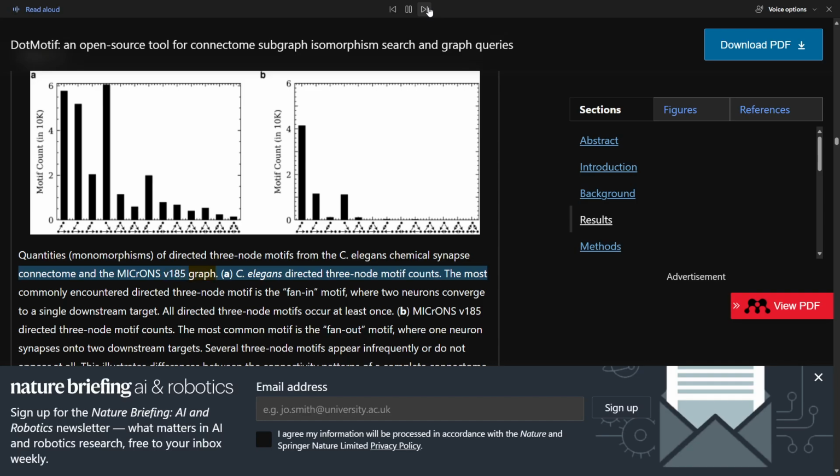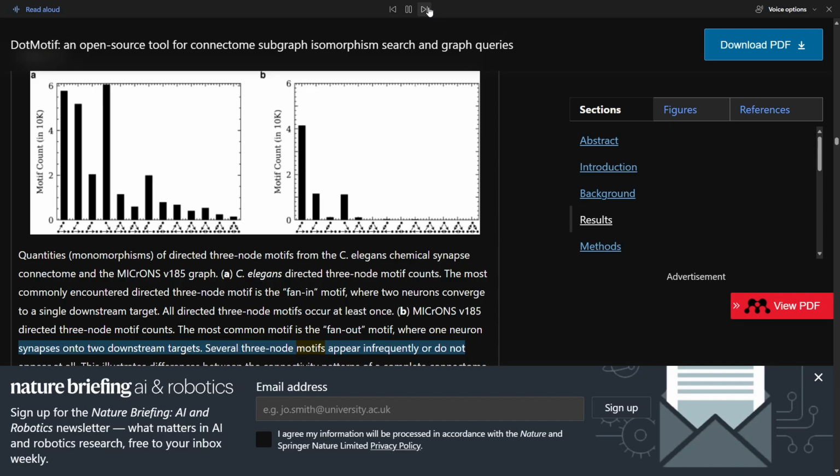Figure 4. Quantities, monomorphisms, of directed 3-node motifs from the C. elegans chemical synapse connectome and the MICrONS V185 graph. A, C. elegans directed 3-node motif counts. The most commonly encountered directed 3-node motif is the fan-in motif, where two neurons converge to a single downstream target. All directed 3-node motifs occur at least once. B. MICrONS V185 directed 3-node motif counts. The most common motif is the fan-out motif, where one neuron synapses onto two downstream targets.